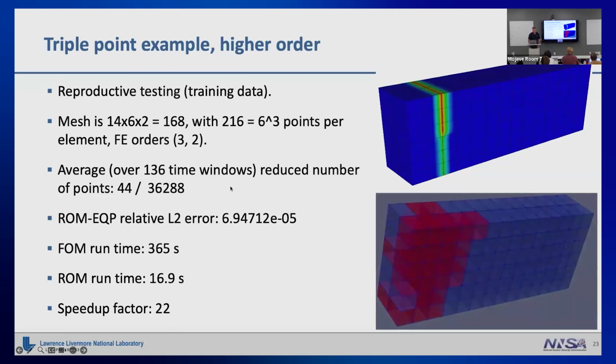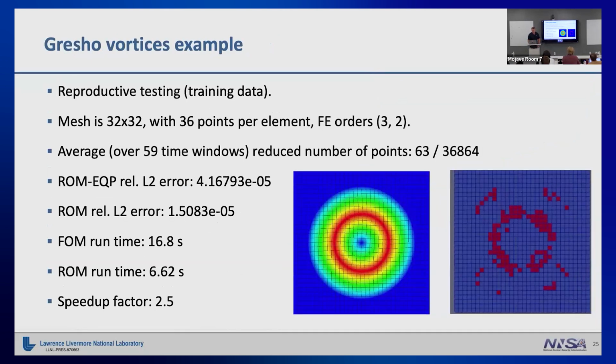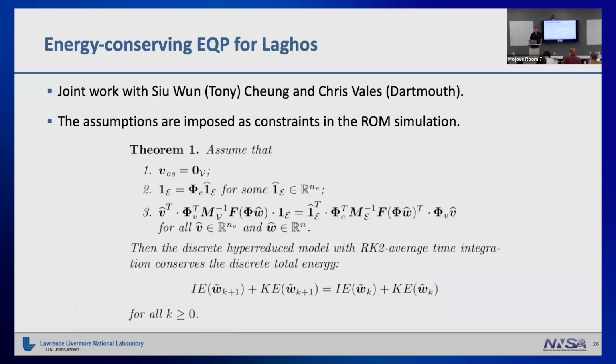So there is good speedup and accuracy for all these problems, as well as 2D tests. Of course, in 2D, the speedup is not as good, only 2.5. As I was saying, it helps to have a very large scale problem with high order finite elements.